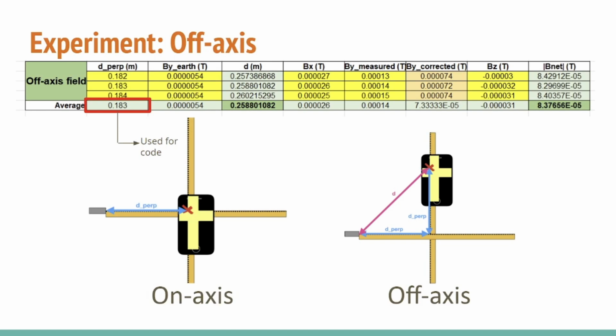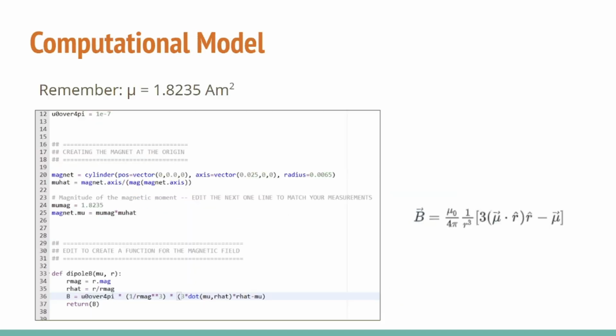Then when we did off axis, as you can see with the images below, especially the one to the right, our d perpendicular was 0.183 meters. It was 0.2588, and the magnetic net field, the absolute value of that, was 8.3765, and that's the value that we're going to be comparing to for our later calculations using coding.